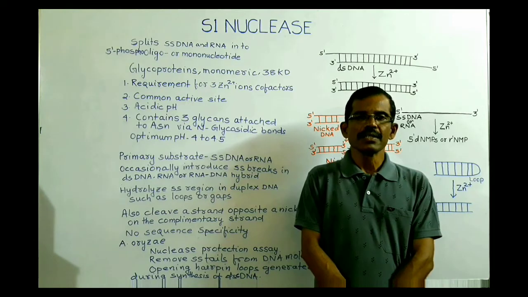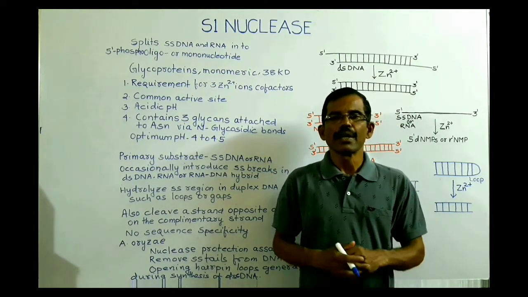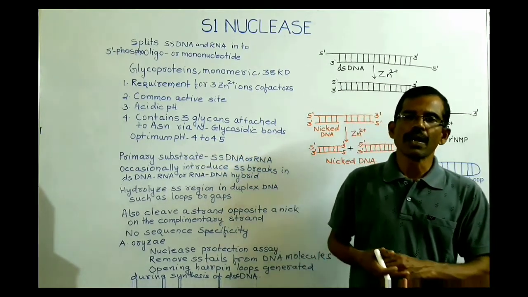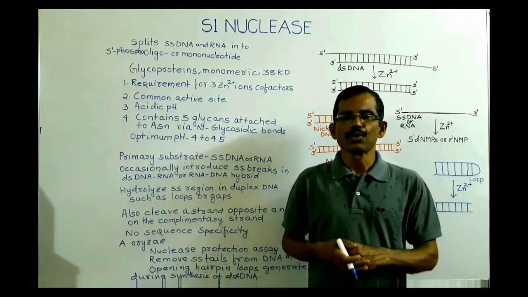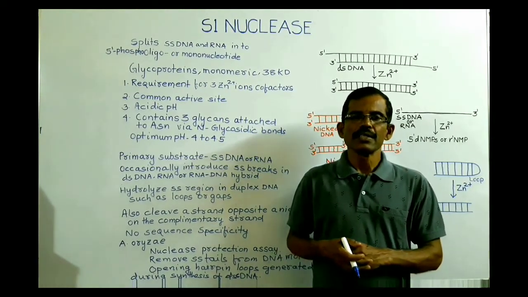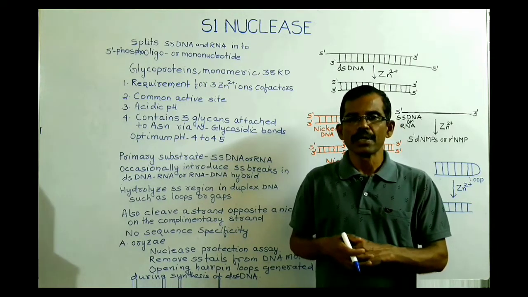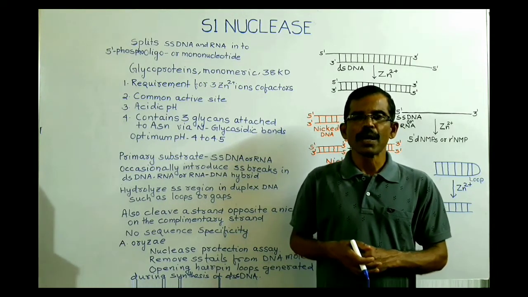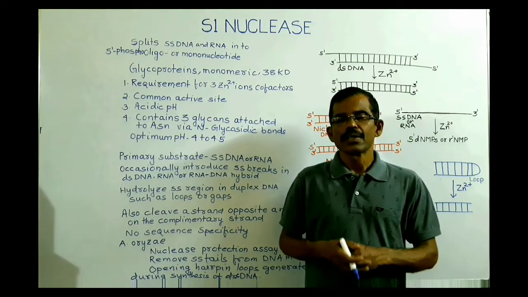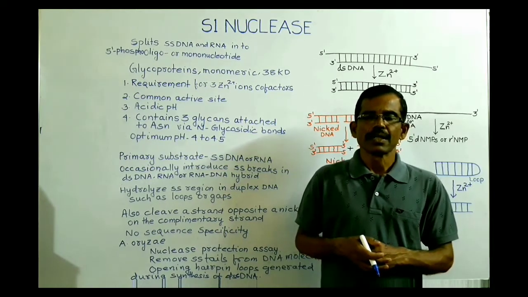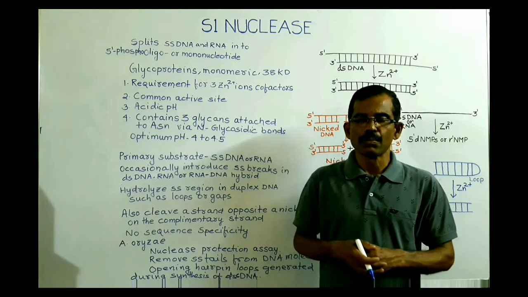S1 nuclease is a glycoprotein. It is monomeric. Its molecular weight is 38 kilodalton. This enzyme requires 3 zinc ions as cofactor. It has a common active site. It requires an acidic pH. It functions optimally at pH from 4 to 4.5. It contains 3 glycans that are attached to asparagine residues via N-glycosidic bond.